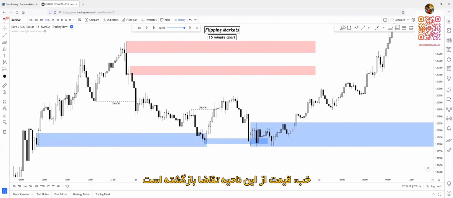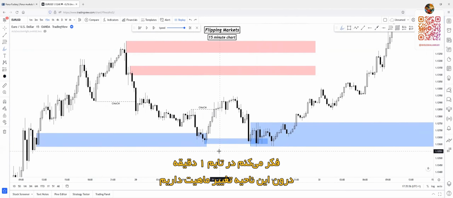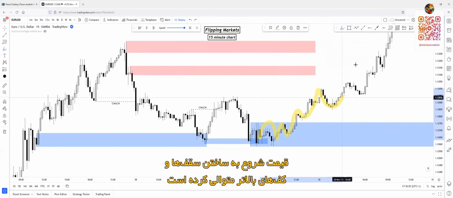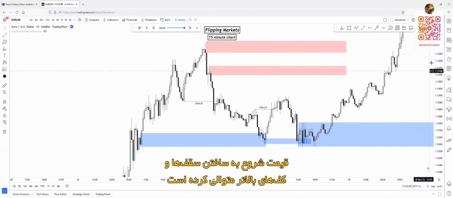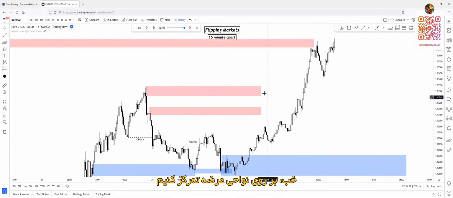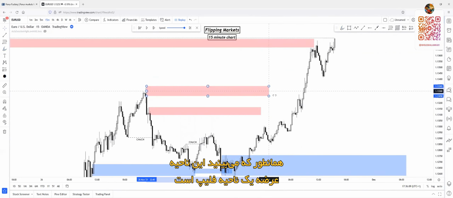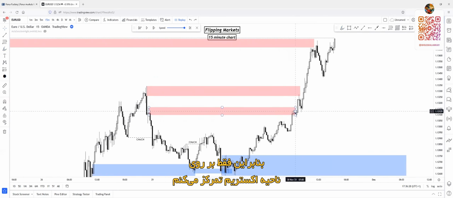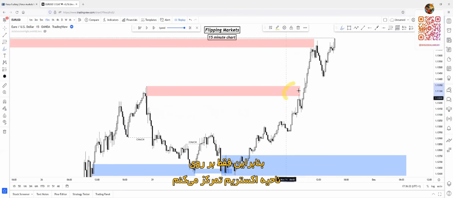Okay, price actually reversed on this demand zone, as you can see. I believe there was a 1 minute change of character inside of this zone. And after the 1 minute change of character and the entry opportunity, price started to form a series of higher highs and higher lows. Okay, let's focus on the supply zones. As you can see, this supply wick is a flip zone. Also, this supply wick is a flip zone too, but this is less valuable because it didn't have that much reaction as the extreme one. So, okay, I will just delete this one and focus on the extreme one.